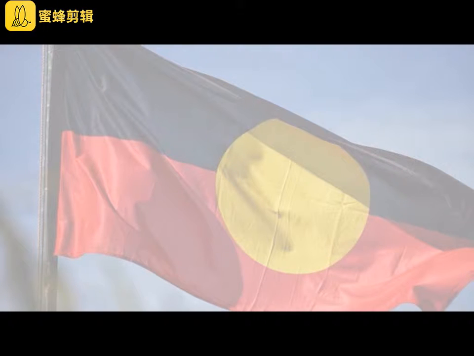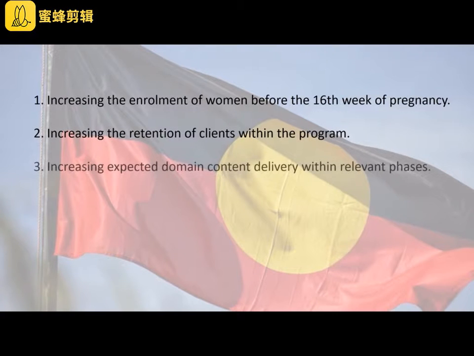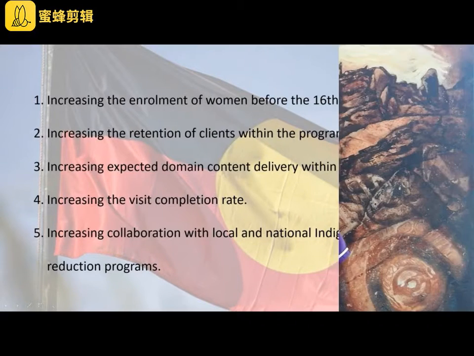Going into the future, the ANFPP has 5 key objectives: increasing the enrollment of women before the 16th week of pregnancy, increasing the retention of clients within the program, increasing expected domain content delivery with relevant phases, increasing the visit completion rate, and increasing collaboration with local and national Indigenous smoking reduction programs. These are great goals. However, given the varying success of the program, whether these aims will be achieved remains unclear.